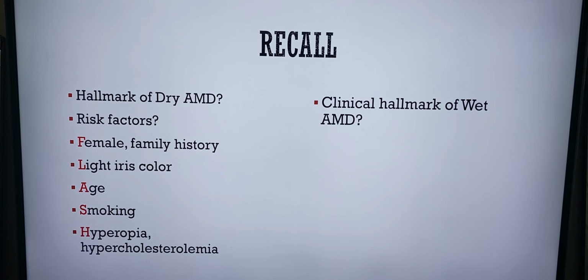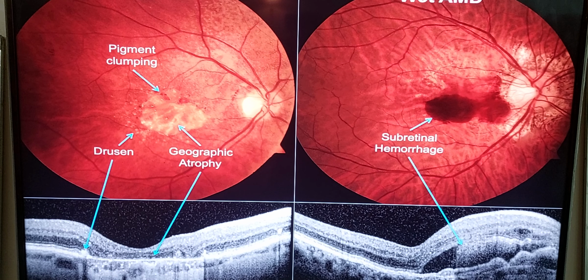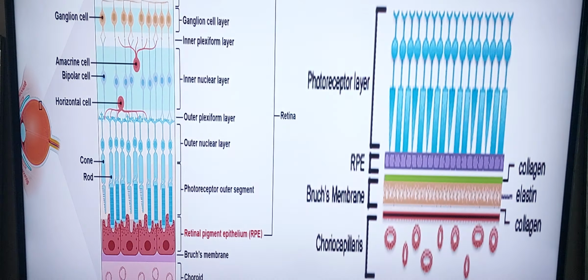Okay. So moving on to the wet AMD, what is the clinical hallmark of wet AMD? It is the presence of subretinal fluid. Okay. So here we have a fundus photograph of a patient having dry AMD. We can see the drusen, the pigment clumping, and the geographical atrophy. And in wet AMD, we can see that there is elevation of the neurosensory retina with subretinal hemorrhage present.